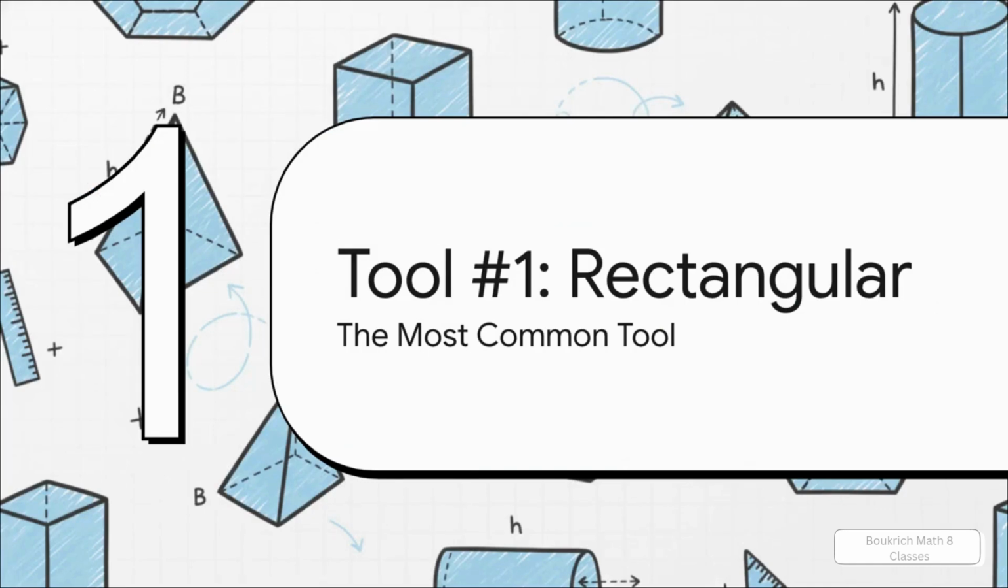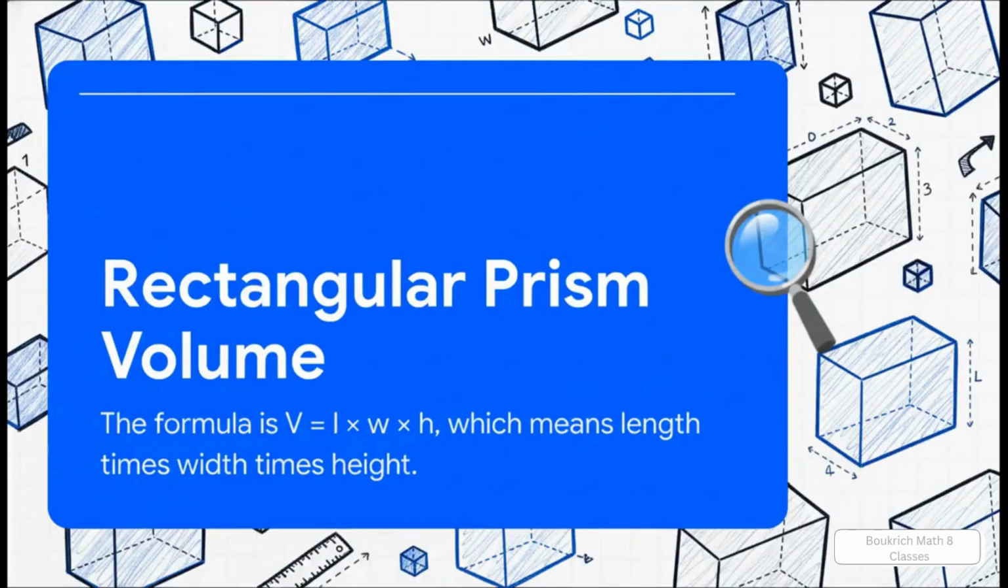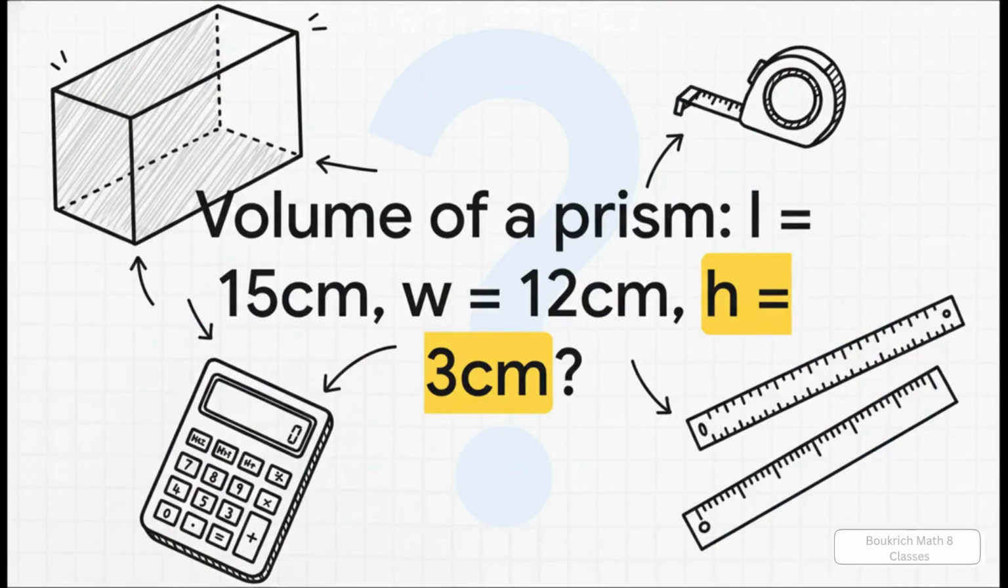Okay, let's kick things off with the most common tool in the whole box. This is the one you'll be reaching for all the time, the formula for a rectangular prism. It's super straightforward, totally reliable, and honestly, it's the foundation for everything else we're going to do. And the formula itself? It's just beautifully simple. Volume equals length times width times height. That's it. Seriously, you just need those three measurements, and boom, you've cracked the code for pretty much any box you can think of. All right, time for our first field test.